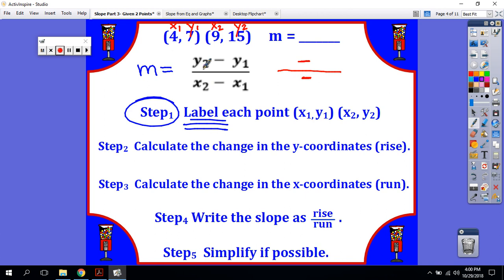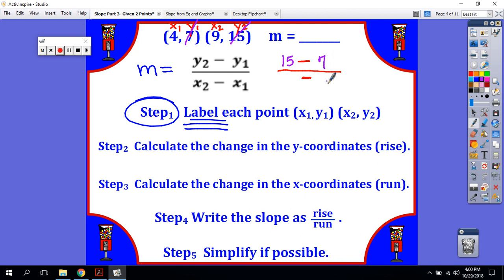Now I'm going to look at the formula, and I'm going to find the values that relate. So my y sub 2 goes in the top left-hand corner. My y sub 2 value is 15. So right here, I need to write my 15. And I like to cross it out to show that I've already used it. In the top right-hand corner goes my y sub 1. My y sub 1 value is 7.